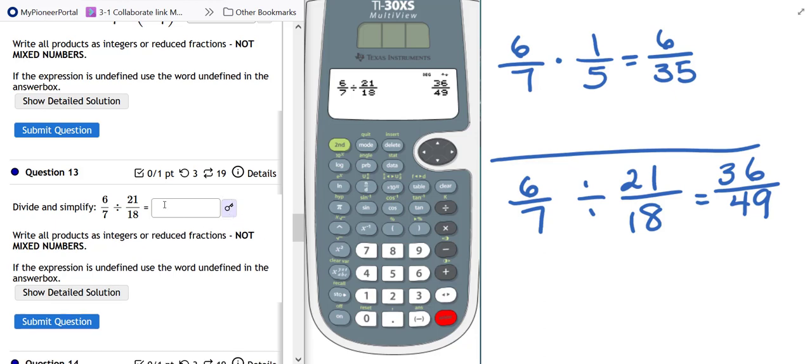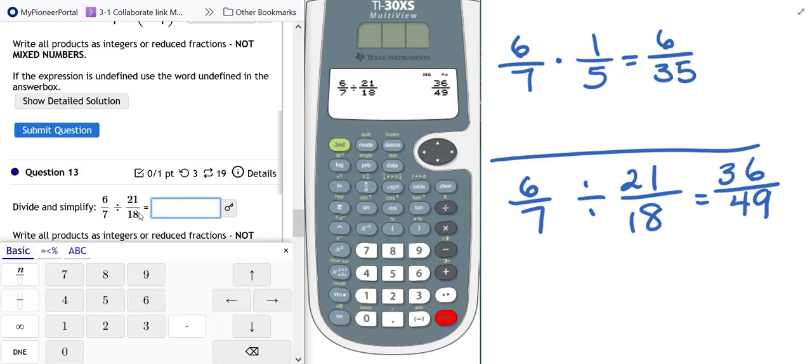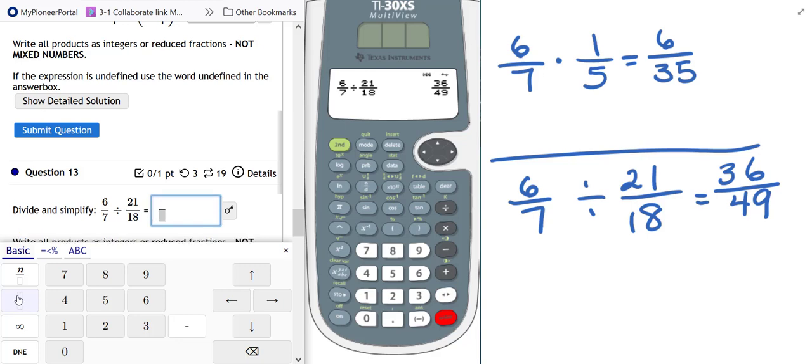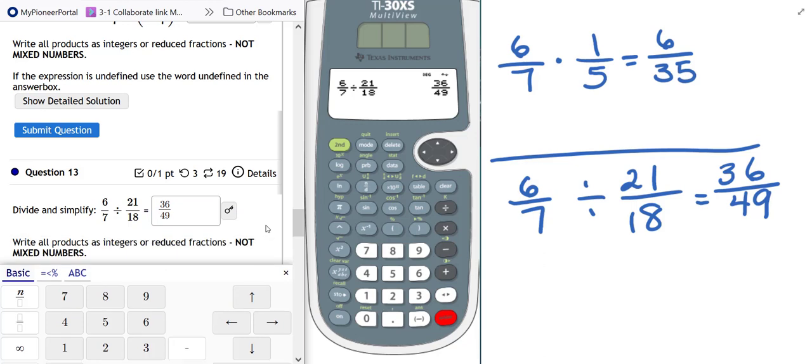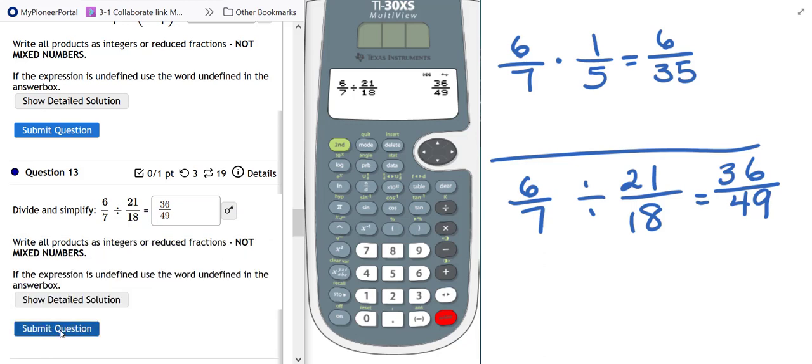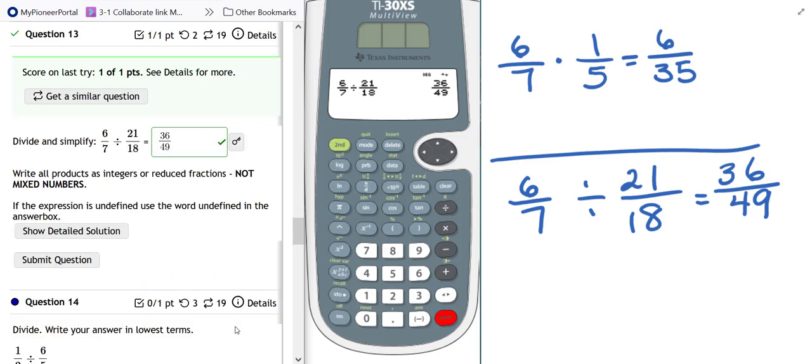Let's clear that. Let's enter it into the software to make sure you're not having any issues with that. Now you're only putting the answer here. So use your fraction button from the template, or you can use your keyboard. So we're going to do 36 and 49. And I'm going to submit. So it liked my answer.